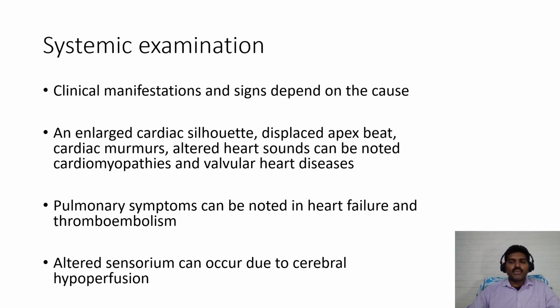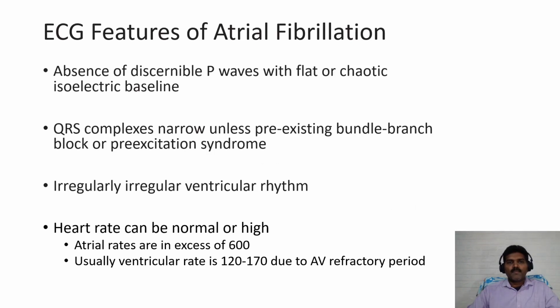ECG features of atrial fibrillation include absence of a discernible P wave with a flat or chaotic isolated baseline. QRS complexes are narrow unless there is a pre-existing bundle branch block, which can widen the QRS complex, or a pre-excitation syndrome, which can again widen the QRS complex. There is an irregular ventricular rhythm. Heart rate can be normal or high. Atrial rates are in excess of 600. Usually, ventricular rate is around 120 to 170 due to the atrioventricular node refractory period, which allows only certain beats to be transmitted to the ventricles.